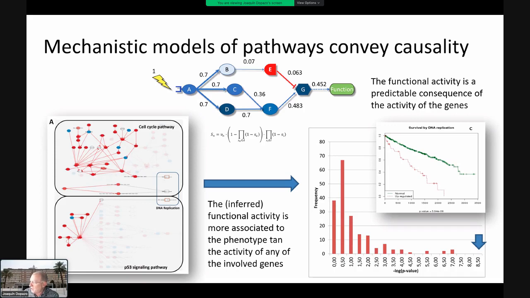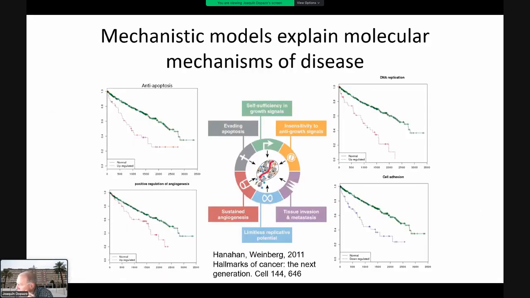Let me show you some examples in which we apply this type of models to real data taken from The Cancer Genome Atlas, in which they have real patients. They have measured the gene expression in the biopsies, and they know what happened with the patient at the end. They have some covariables, etc., but not a lot, but enough to do the analysis. And you can identify in the cell functionalities which have to do with cancer, like apoptosis, like angiogenesis, like DNA replication, which means proliferation, or cell adhesion, which is related to the potential arising of metastasis.